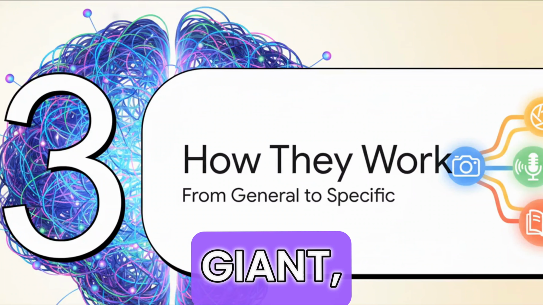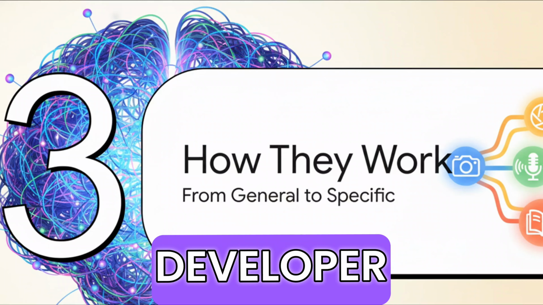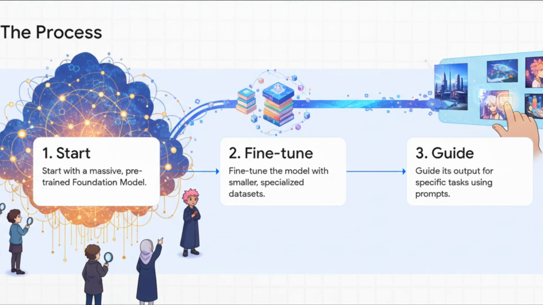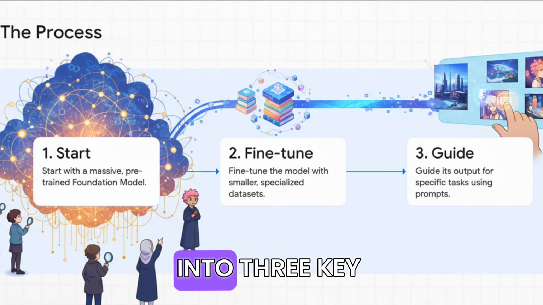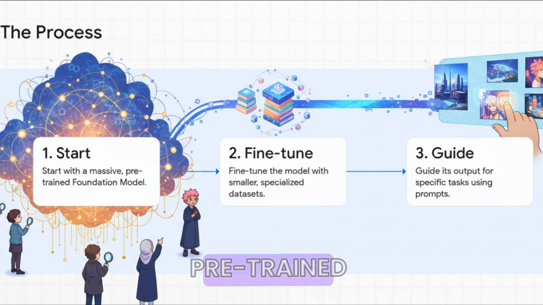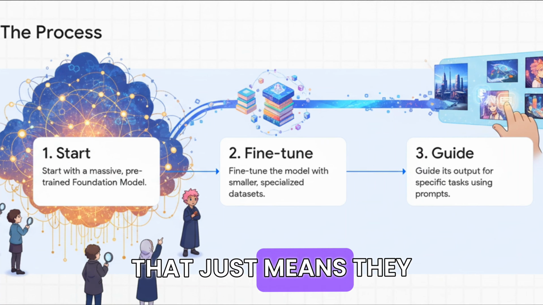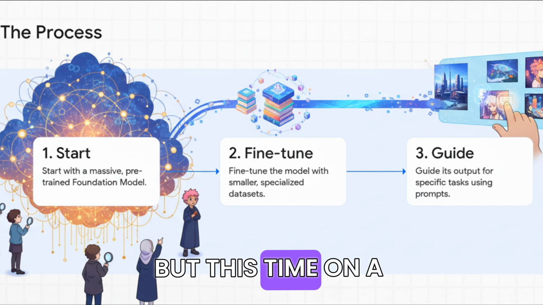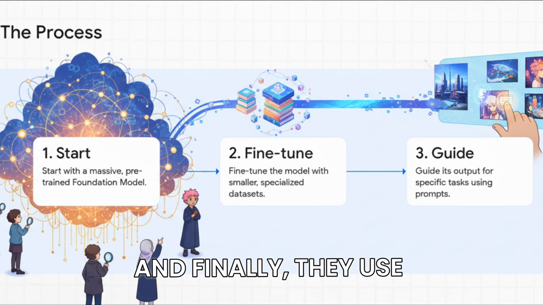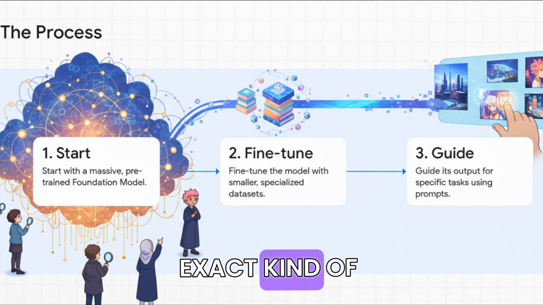Okay, so we have these giant, general-purpose AI brains. That's great. But how does a developer actually turn one of them into a useful, specialized app? The whole process really breaks down into three key steps. First, developers grab one of those huge pre-trained foundation models. Second, they fine-tune it. That just means they train it a little more, but this time on a much smaller, more specialized set of data. And finally, they use prompts to guide the now specialized model to produce the exact kind of output they need for their project.